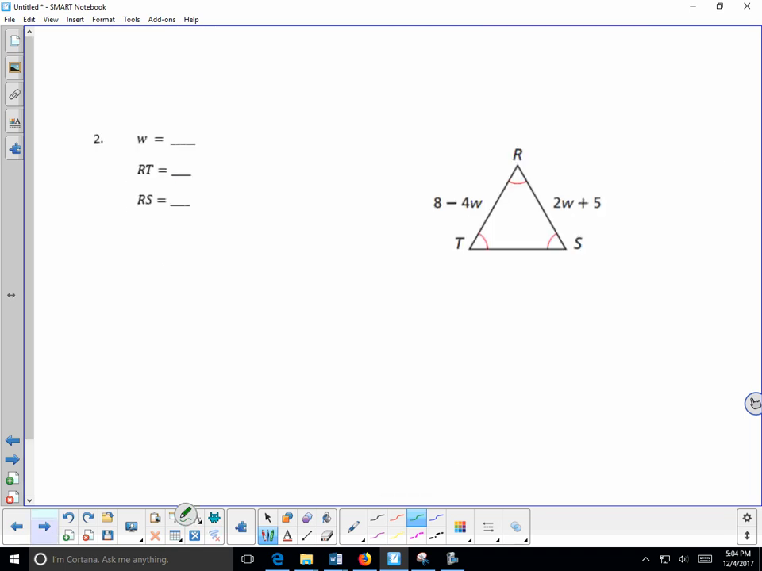Let's take a look at number 2. This time we see a triangle that is equiangular. It has 3 congruent angles. And if it's equiangular, that means it's going to be equilateral, meaning the 3 sides are going to be congruent. So that means that 8 minus 4w has to equal 2w plus 5. And so this was number 2 from version A. When we look at this, we can solve this by adding 4w to both sides.